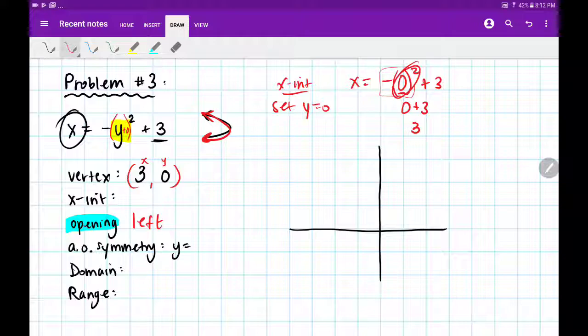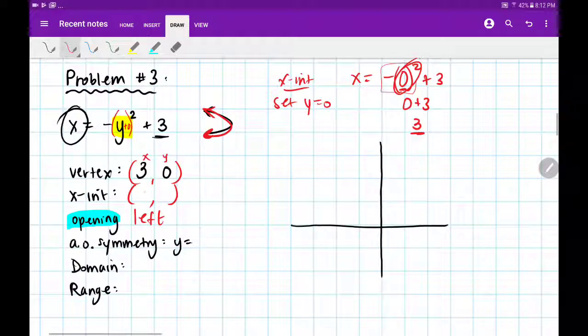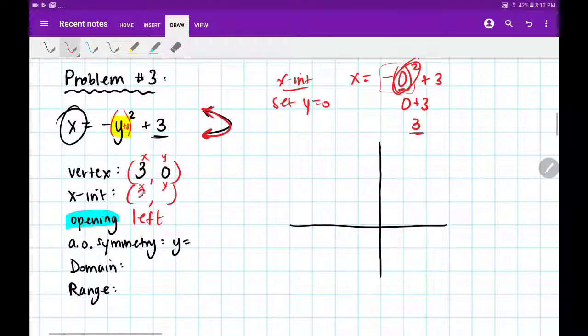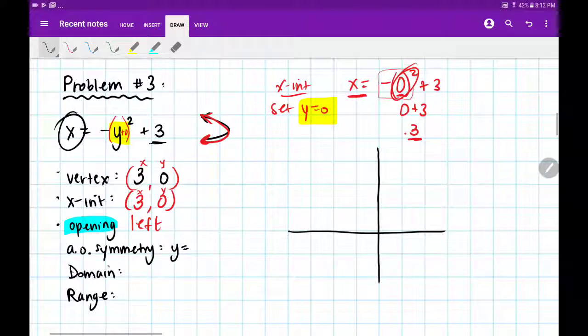Okay, now careful. We have to write the x-intercept as a point. Remember, points have 2 numbers, not just 1. So go back here. Where does that 3 go? Does it go in the x spot or the y spot? If you said the x spot, you would be correct. That's because it says x equals 3. And remember, we set y equal to 0, so this should be 0. Hey, it looks like our vertex and our x-intercept are lining up nicely. They're the same point.